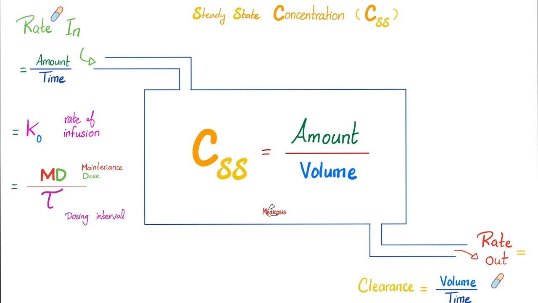How about the rate in? It's amount over time. And this depends on something called the rate of infusion. Some people write it as K0, some people write it as R0. And then we have other symbols. MD for the maintenance dose, and the tau, the Greek letter, is for dosing interval. Do I give you the drug once a day, twice a day, 3 times a day, 4 times a day, etc.? Should I give it to you every 1 hour, every 2 hours, every 3 hours?